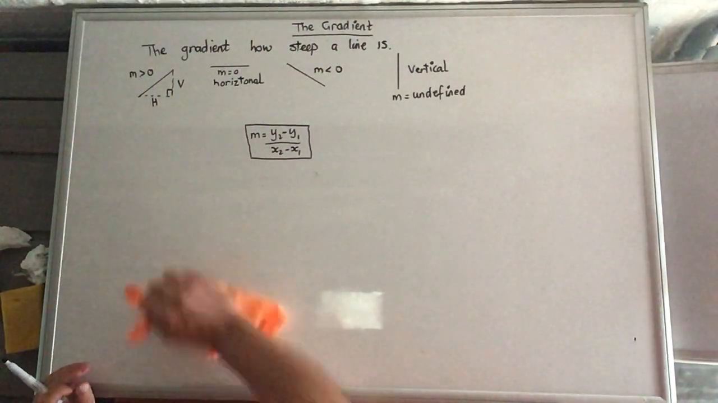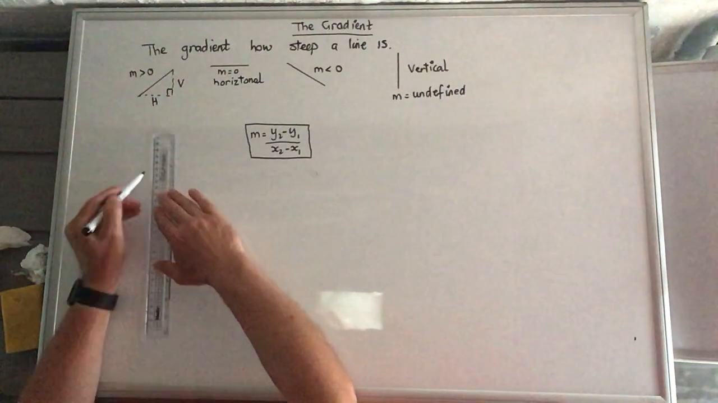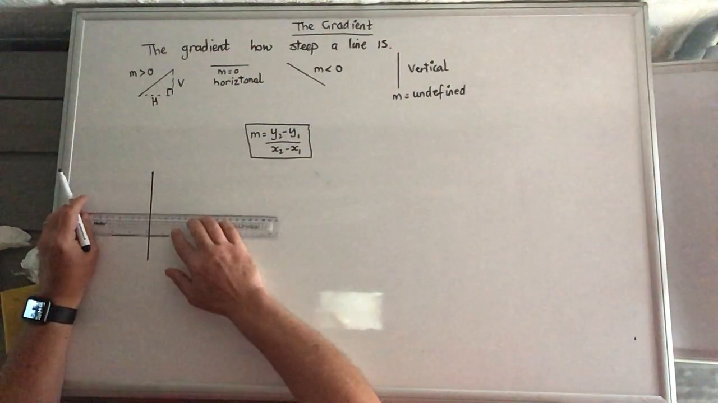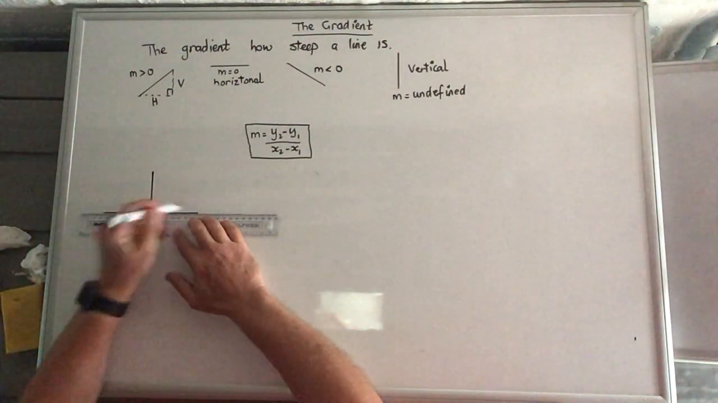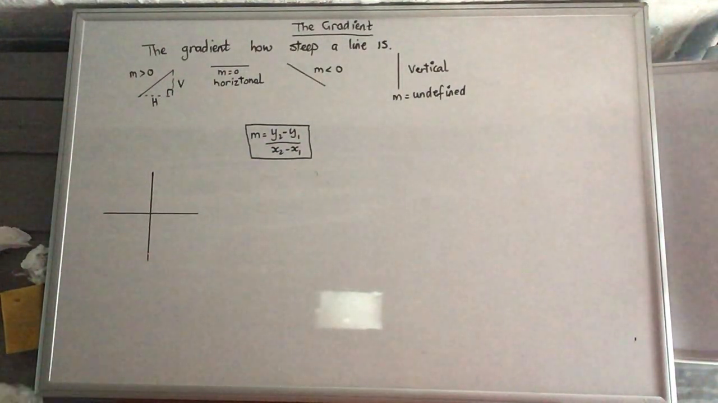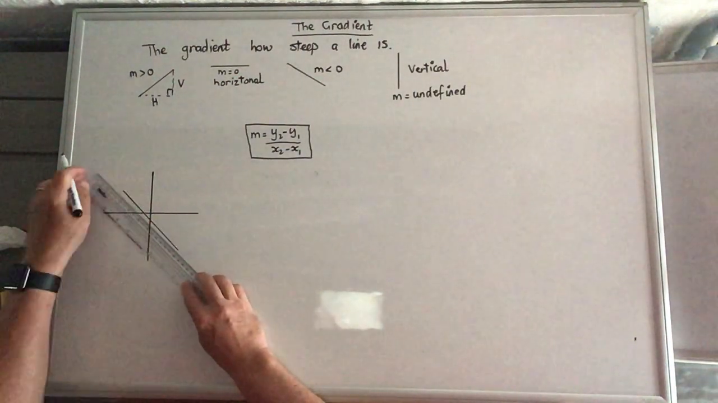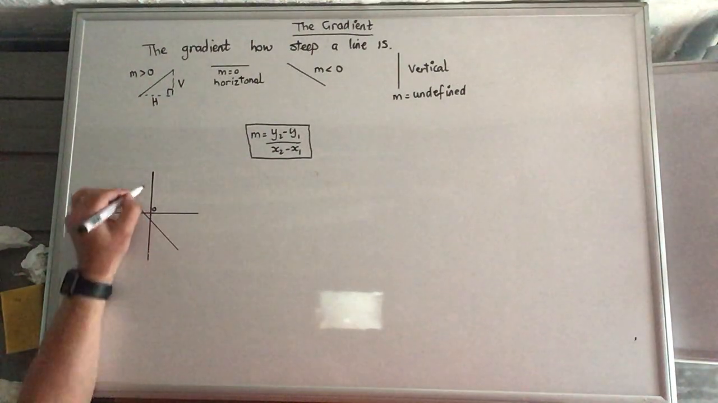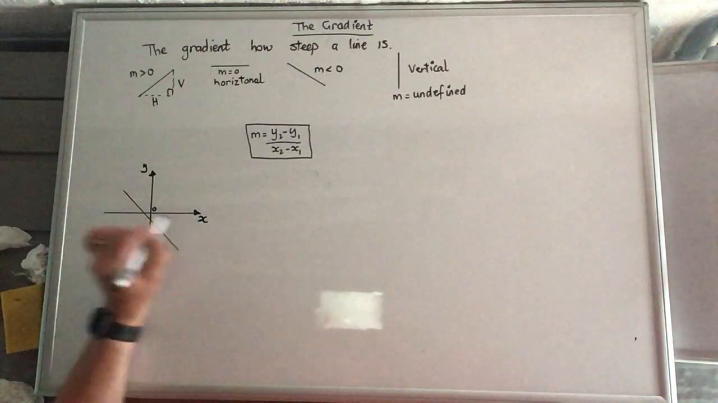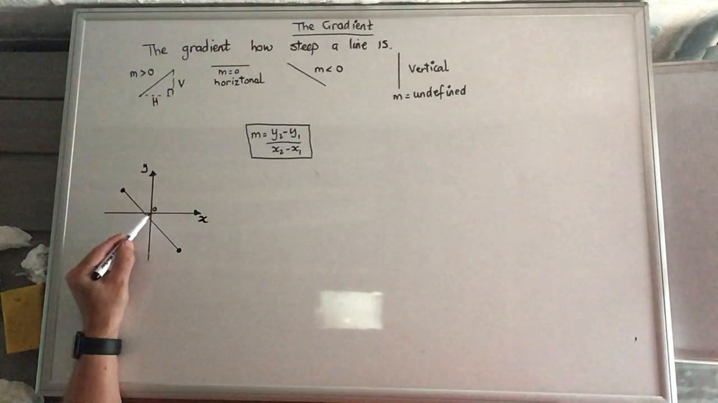So I'll just wipe all this away. And this time, I'm going to do 4 quadrants. So here's the 4 quadrants. And I think I'll probably do the hardest one. I'll do a negative slope. So we'll put something like that down. So there's the origin, there's the y axis, and there's the x axis. Now we need 2 coordinates, so let's put 2 coordinates in. And let's put something reasonable.